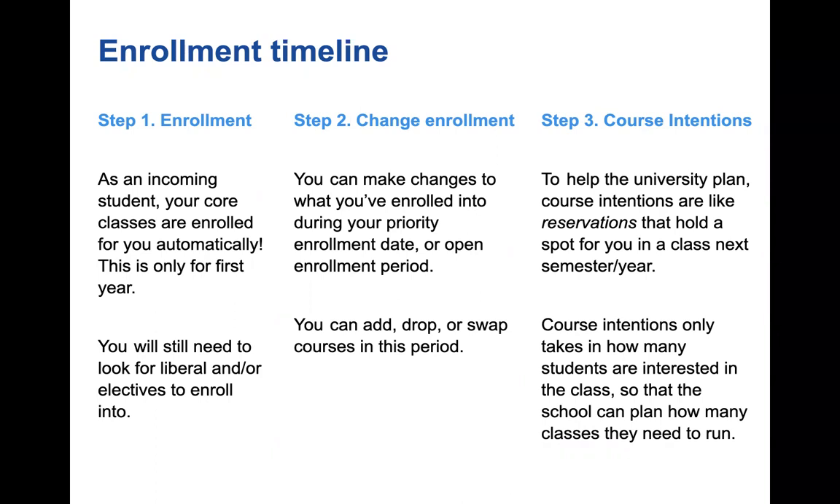And these are not final lists. The course intentions are just so the university can figure out how many sections to offer, how many teachers they need to allocate, and how many spaces they need to leave open. During the actual enrollment dates, you can drop, add, and swap your course intentions as well, in case you change your mind later on.